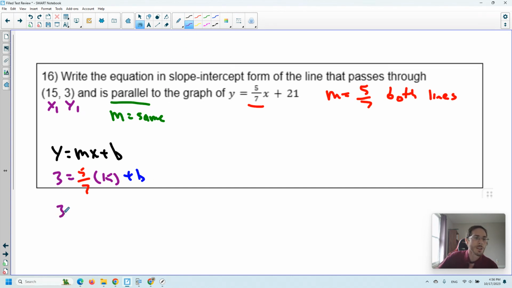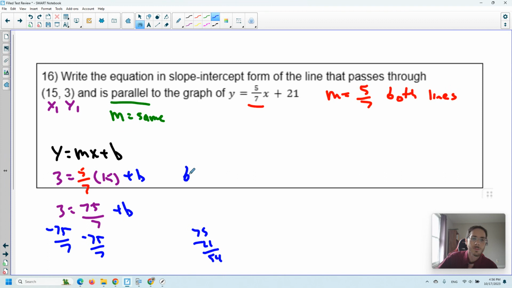So we're going to have a fraction at the end, but 3 equals 5 times 15, which is 75/7, plus b. So we're going to subtract 75/7 from both sides. So that's 21/7. So 75 minus 21 is 54. So we get b equals 54/7. So to finish it up, we have to put it back into y equals mx plus b form. So y equals 5/7 x plus 54/7.